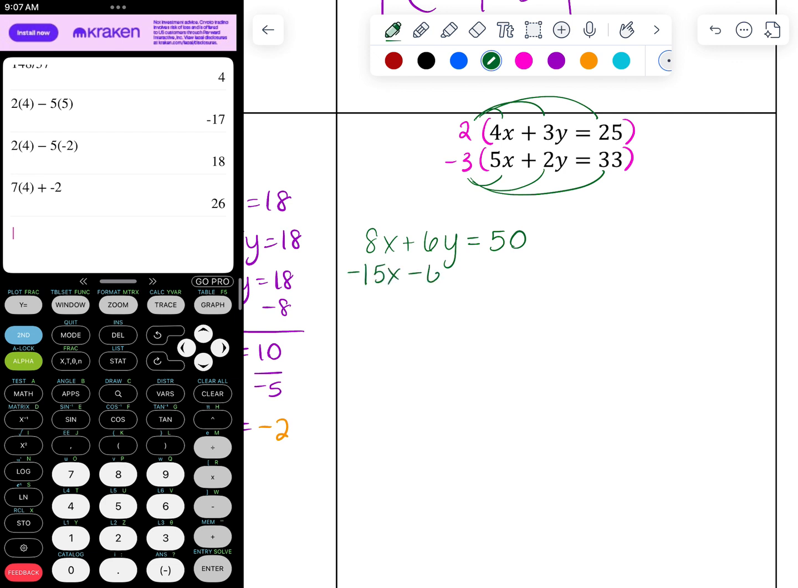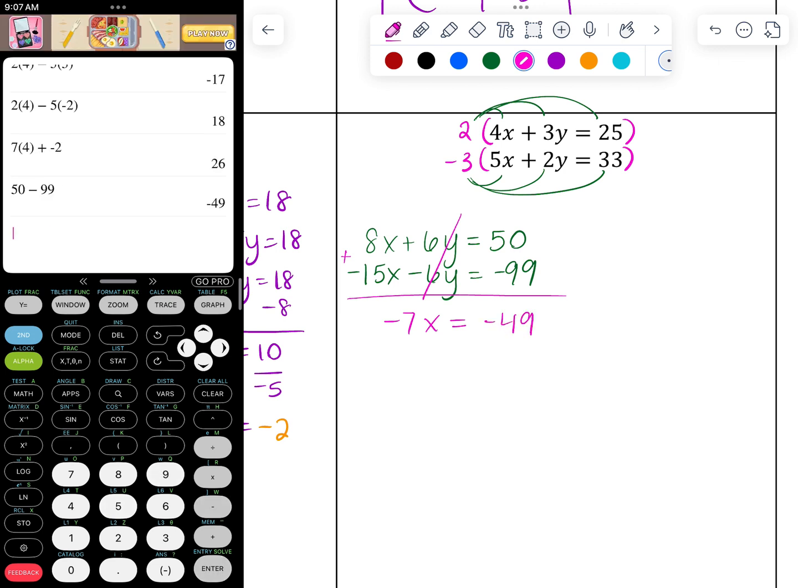Now I've got a negative 15x minus 6y equals negative 99. When I add my equations together, the y values cancel. 8 minus 15 is negative 7x. 50 minus 99 will give me a negative 49. Divide both sides by negative 7. X is equal to a positive 7.